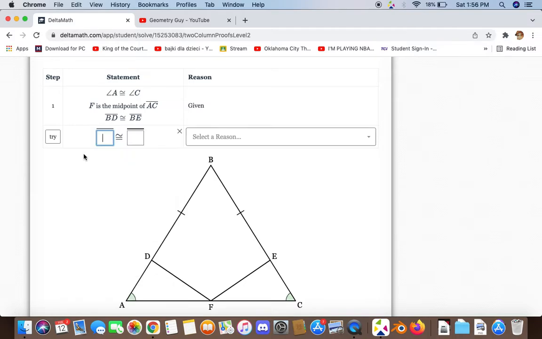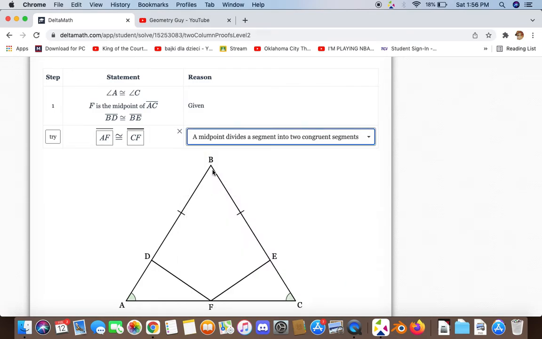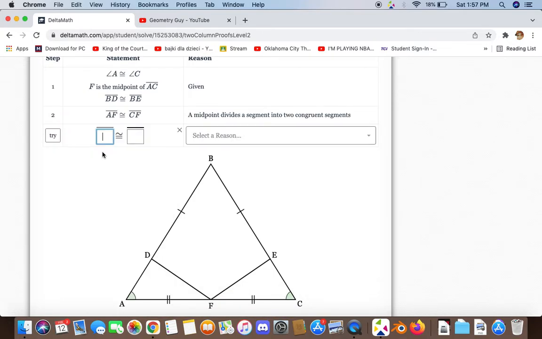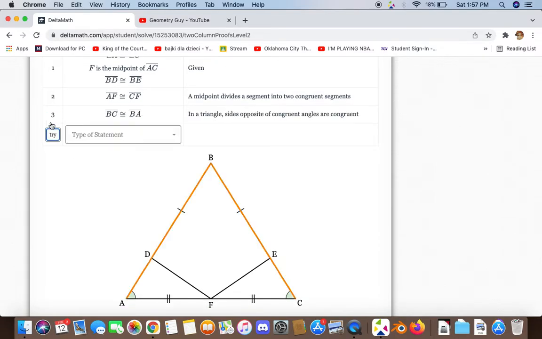So the first thing we can say is AF and CF are congruent to each other, and the reason for that is the midpoint divides a segment into two congruent segments. We can also say that BC and BA are congruent to each other, and the reason for that is in a triangle, sides opposite of congruent angles are congruent.